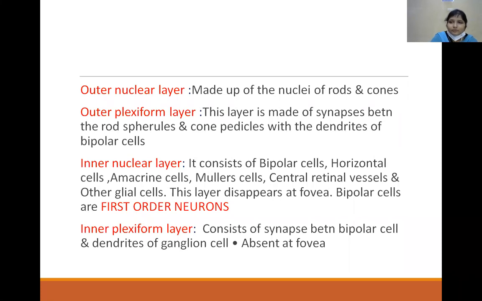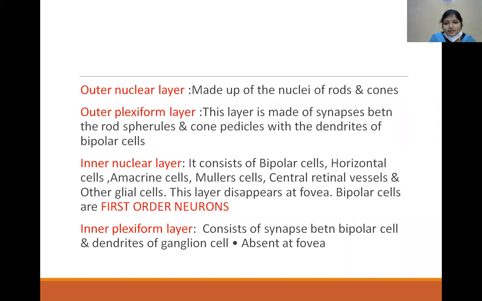Next, coming to outer plexiform layer. Outer plexiform layer is made up of synapses between the rod and cone spherules with the dendrites of the bipolar cells. Next, coming to inner nuclear layer. It consists of bipolar cells, horizontal cells, amacrine cells, and Muller cells, as well as central retinal vessels and glial cells. This layer is absent at the fovea. Another important thing is bipolar cells act as first order neurons.